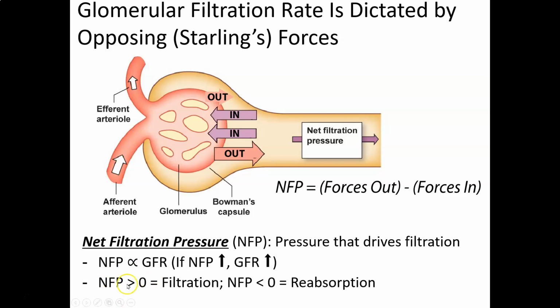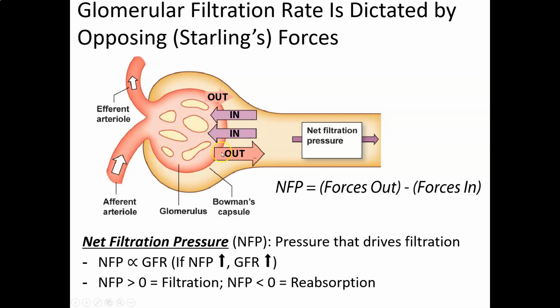So if NFP is greater than 0, as a positive number, it favors filtration, and if NFP is less than 0, it favors reabsorption. For the glomerulus, you should always have a positive NFP because it should always be pushing fluid out of the glomerulus and into Bowman space to form ultrafiltrate. So basically, again, what happens is the blood comes in the afferent arteriole. It goes through the glomerulus.